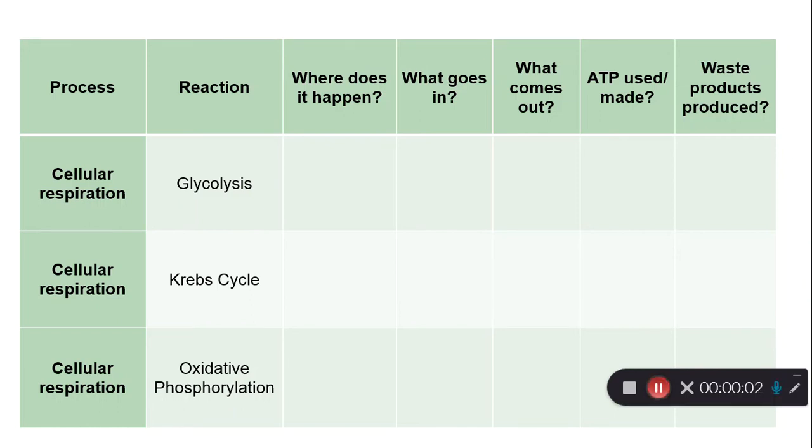All right, so we're going to work our way through these 3 steps in cellular respiration, starting with glycolysis, the first step in the process. And as we go, we're going to remind ourselves where in the cell it is happening, the reactants that go into each part of the reaction, the products that come out, whether or not ATP is used or created, and whether any waste products are produced in each step of the reaction.